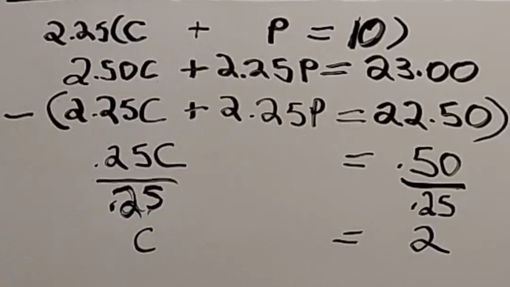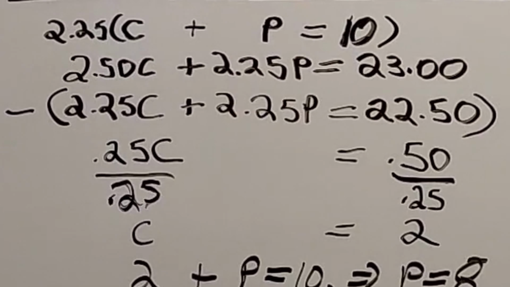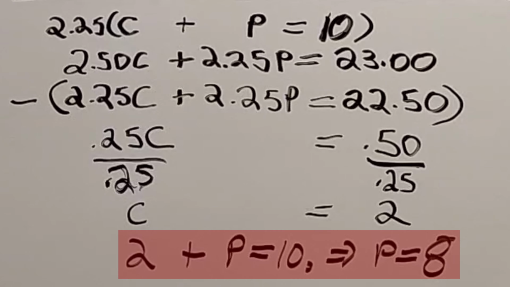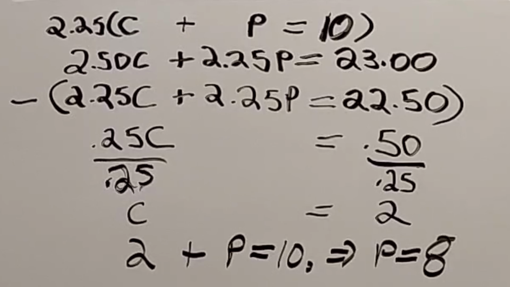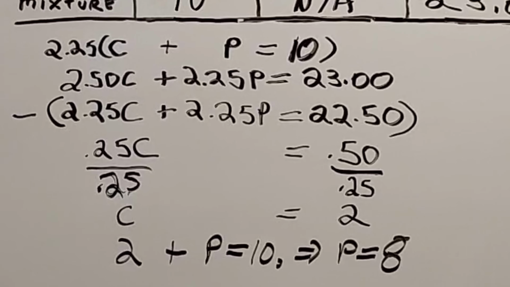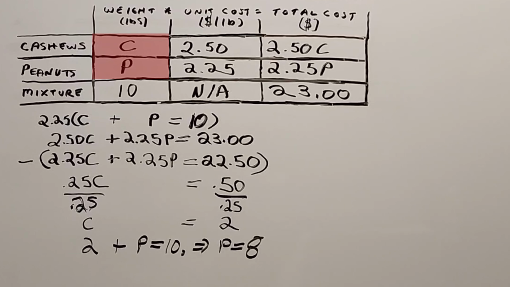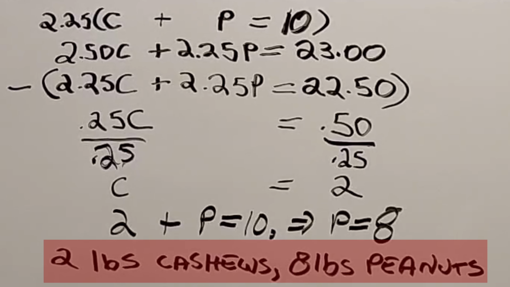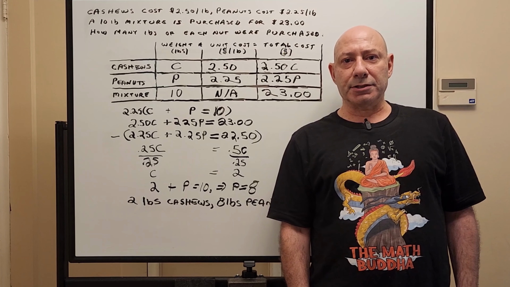In order to solve for P, we have to plug C equals 2 into our first equation, which gives us 2 plus P equals 10, or P equals 8. And what does that mean? Well, what are C and P? C and P are our pounds of cashews and our pounds of peanuts. So that gives us 2 pounds of cashews and 8 pounds of peanuts. So that's our algebraic solution.